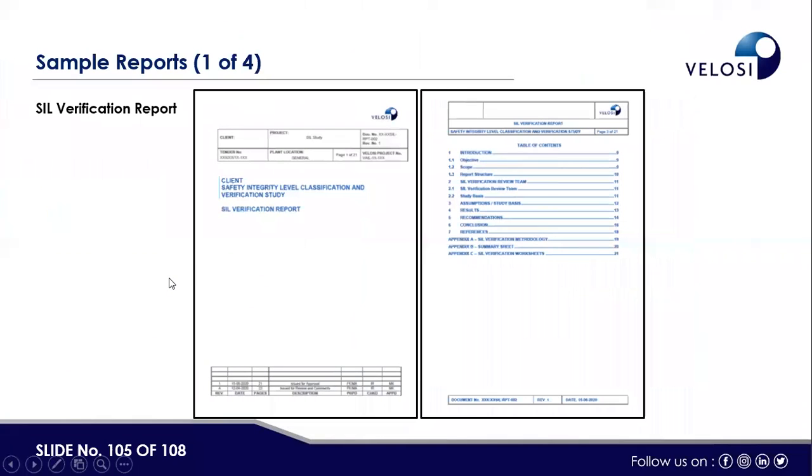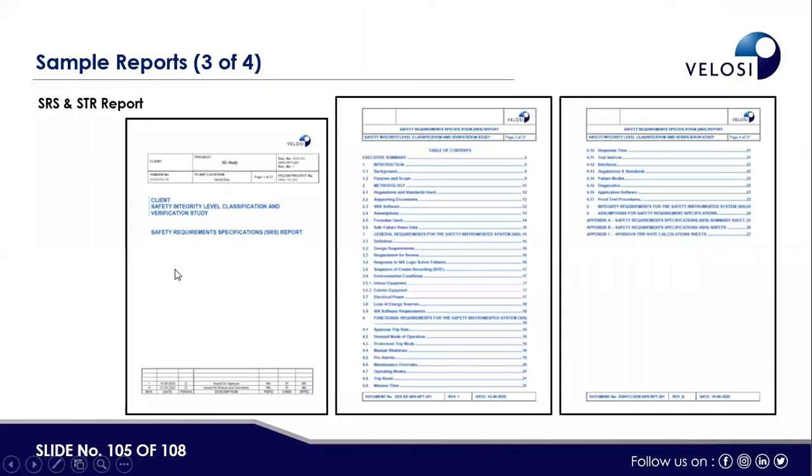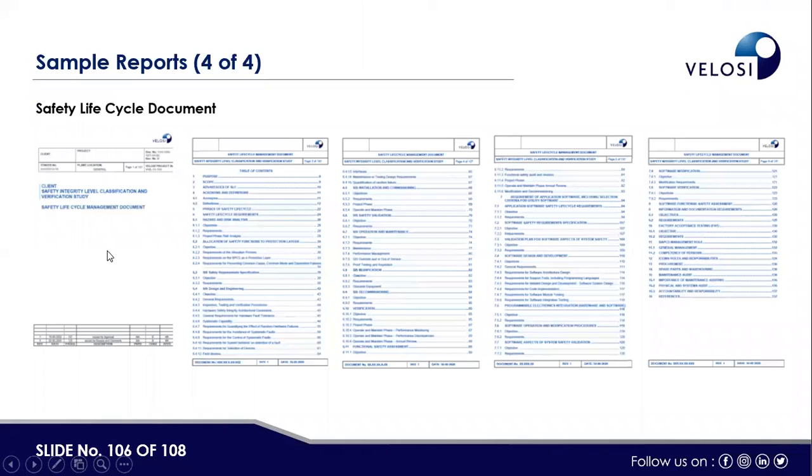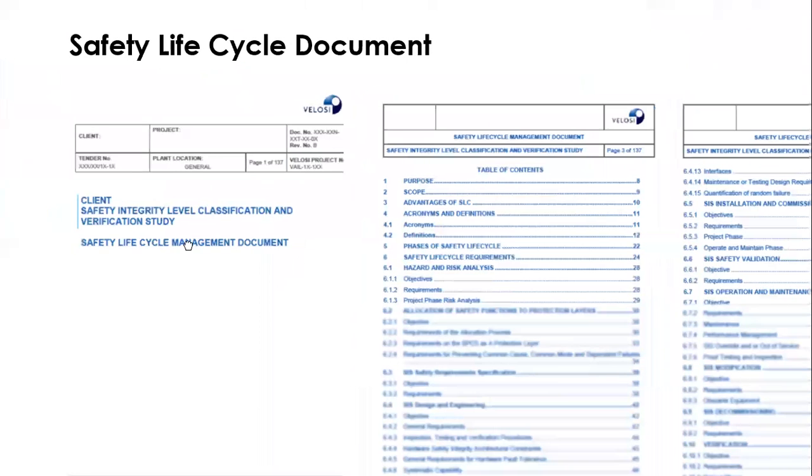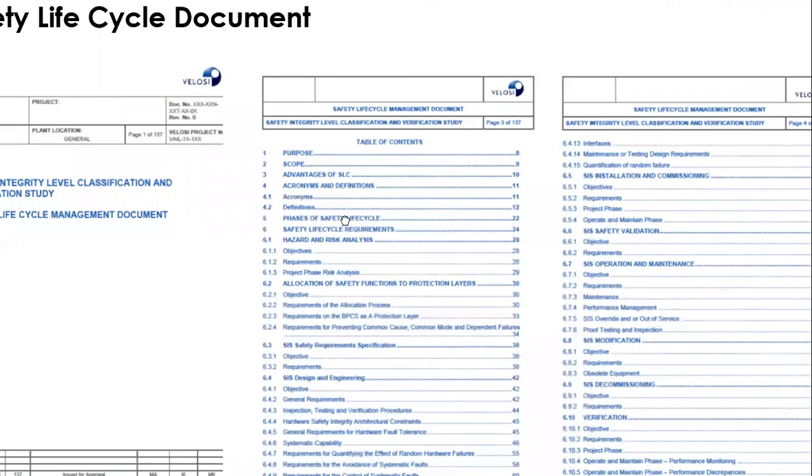So this is the sample SIL verification report, and this is the sample SRS report, and this is the sample lifecycle management document. It was also a part of our deliverable.